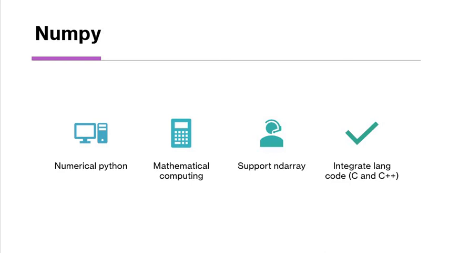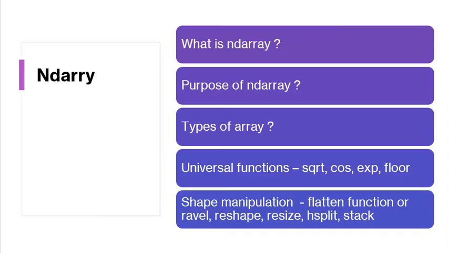Next, we'll see more details about the array, that is, what is an ND array. An array is a collection of values that can be added, removed, and deleted just like a list. But unlike a list, it is homogeneous. It can hold only a single type of data. It's also multidimensional. It supports mathematical functions and is fast and efficient.